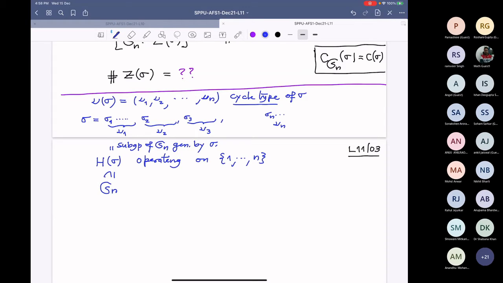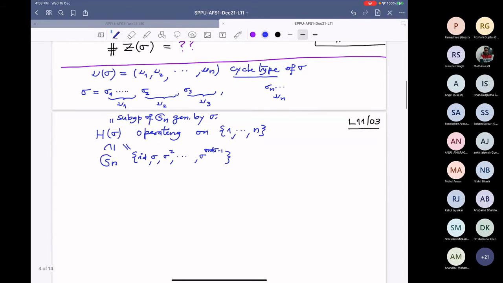So what are the elements of this H sigma? It's a cyclic group. They are identity, then sigma square, and so on. When the power of sigma becomes identity, just one before that, so order sigma minus 1. This is the subgroup. The subgroup has order equal to order of sigma. All right. So what is the class equation?